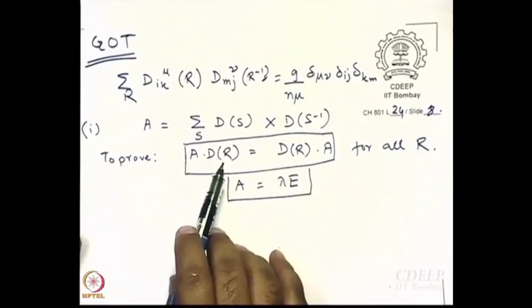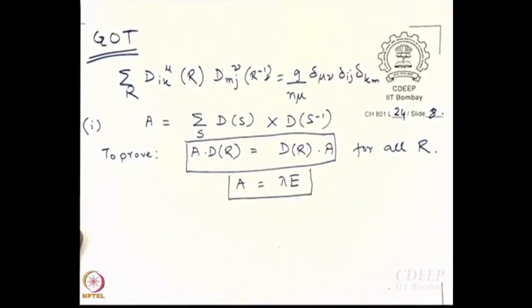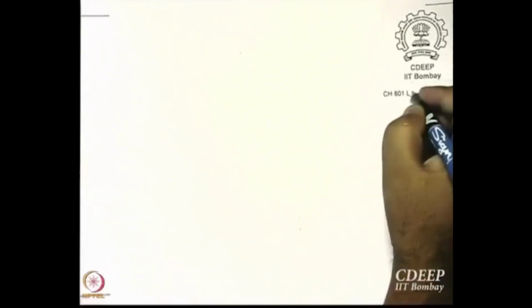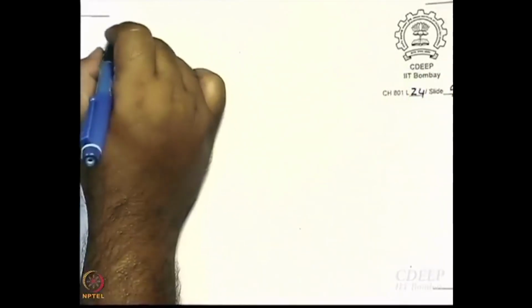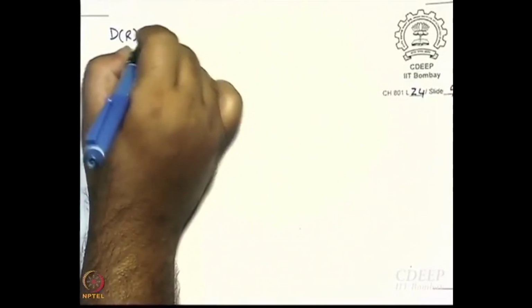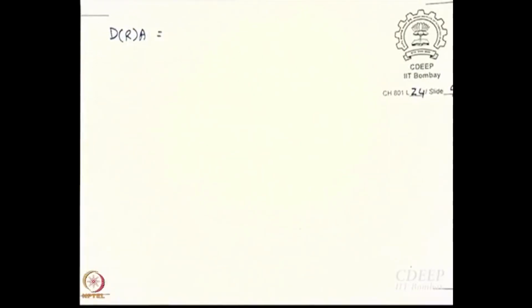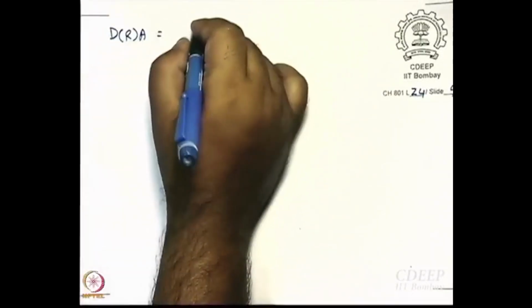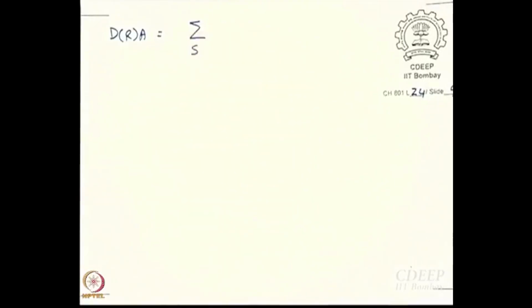What I want to prove is A commutes with all the drs. Don't forget what A is. It is sum over S ds x ds inverse. So let us see. What is dr A? Can someone help me? Expand. Write down the expression of A and tell me. I will help you a little bit. Sum over S.